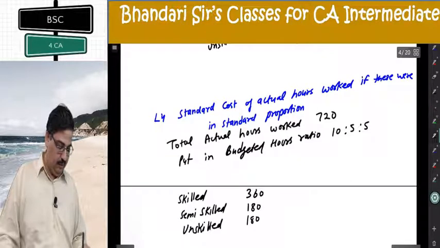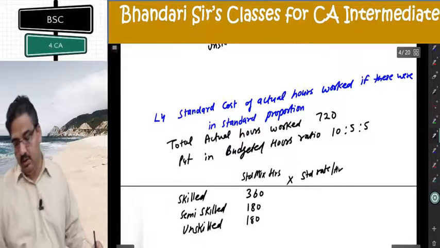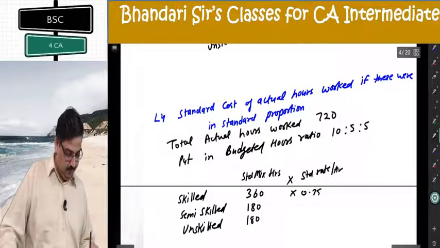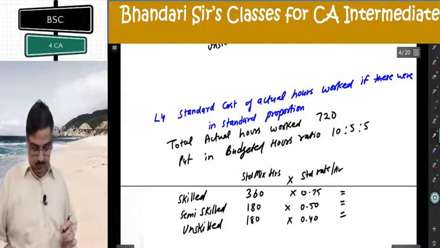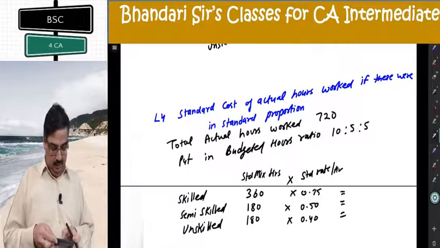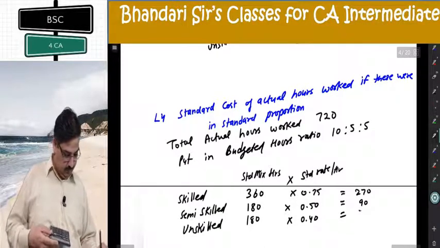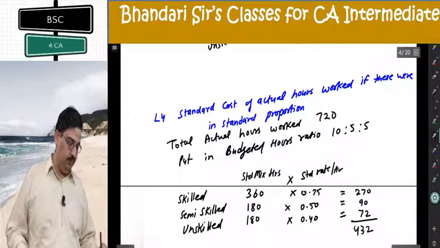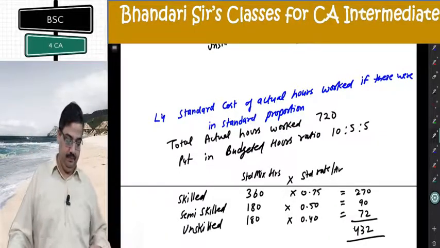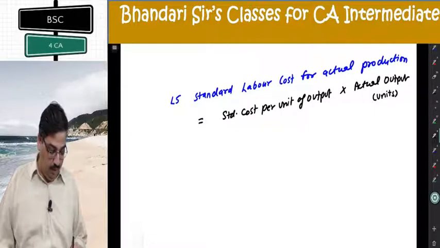360, 180, 180. This is standard mix hours multiplied by standard rate per hour: 75 paisa, 50 paisa, 40 paisa. 360 into 0.75, 270. 90, 72. This is 432. Nothing difficult, very simple.